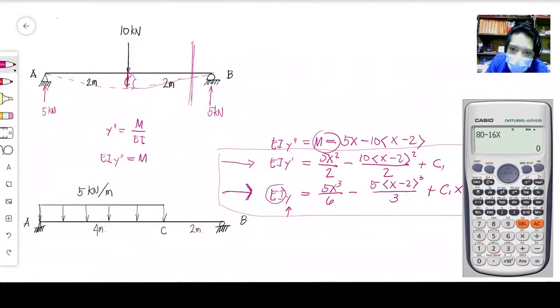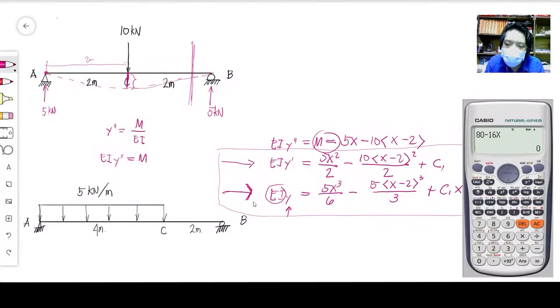What is the value of x at point C? The value of x at point C is this distance. At point A, your x is 0. At point C, your x is 2 meters. So, you just need to substitute 2 here at x, then we can get the value of y. Okay, not so fast, because we do not yet know the values of C1 and C2.